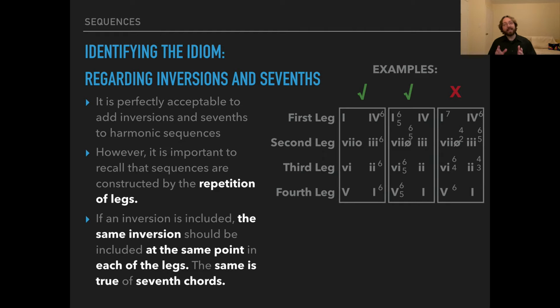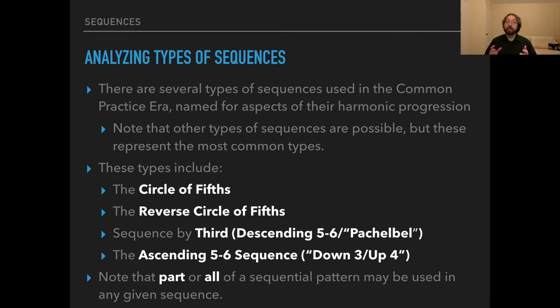But this third example is a bit of a mess. We have seventh chords all over the place, we have inversions all over the place, and they don't create a structured pattern. They don't let us build up the expectation that makes sequences so appealing in common practice era music. So when we're writing them, we'll want to follow those first 2 examples by keeping the inversion or seventh structure identical in each of the legs, rather than what we see in the third example where it changes from leg to leg.